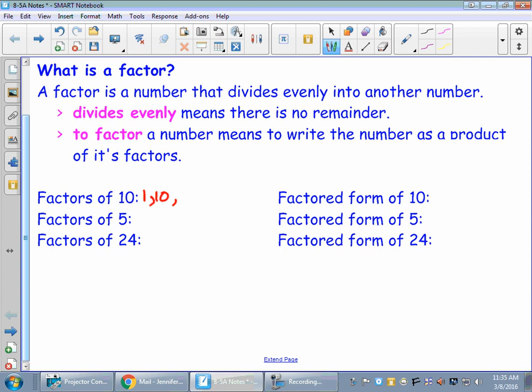2 is a factor of 10, which means 5 is a factor of 10 because 2 goes into 10 5 times. All of those divide 10 evenly. 1 goes into 10 10 times. 10 goes into 10 once. 2 goes into 10 5 times, and 5 goes into 10 2 times. So those are all the factors. The factors of 5 are just 1 and 5. There are no other numbers that go into 5 evenly.